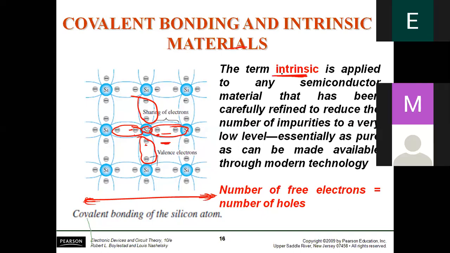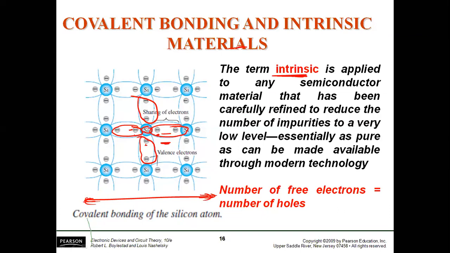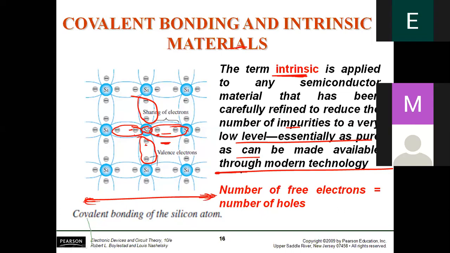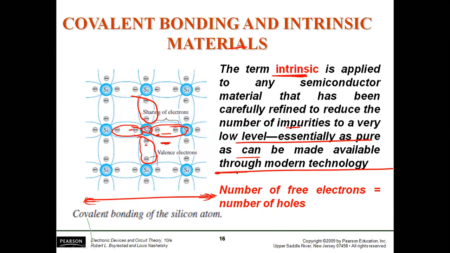The term intrinsic is applied to any semiconductor material that has been carefully refined to reduce the number of impurities to a very low level, essentially as pure as can be made available through modern technology. Having pure material is very, very important. Even an impurity of 0.0001% can hamper the functioning of the device. So very pure material is required.